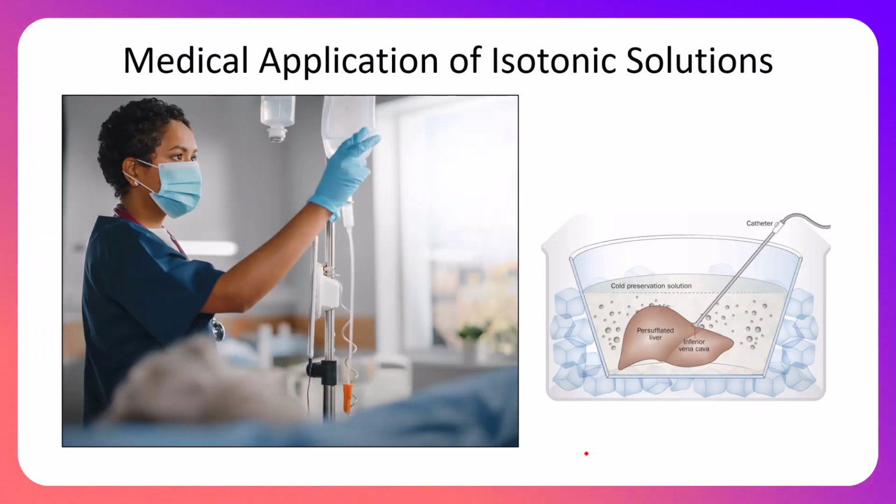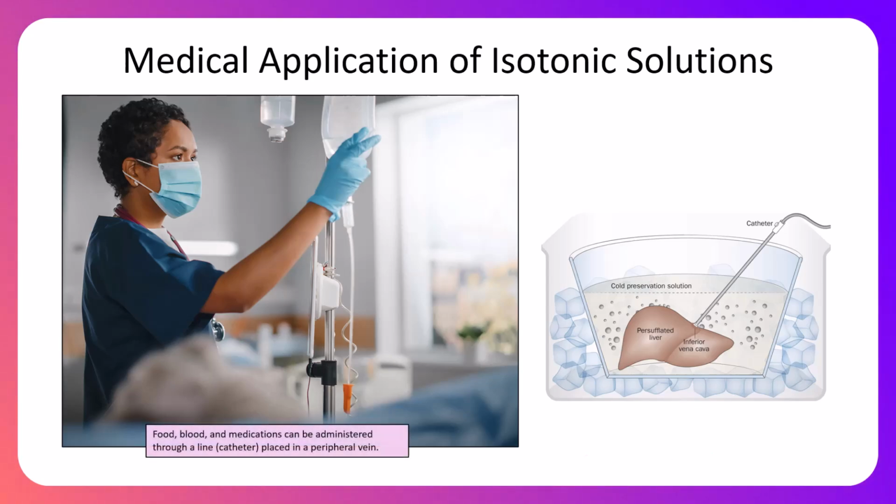A few more medical applications are through the idea of IV. We place a lot of things into our body via IV, so intravenous fluids. Food, blood products, and medications can be administered through a line, which we call a catheter, when placed in a peripheral vein. And that is one way that we get a lot of fluids into the body in a relatively quick and efficient manner.